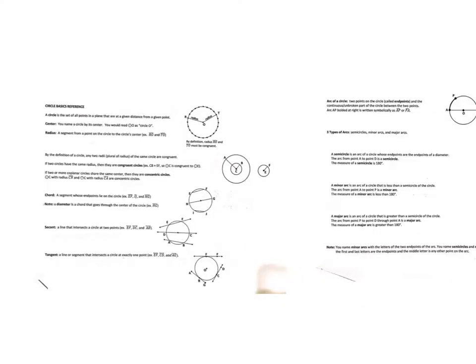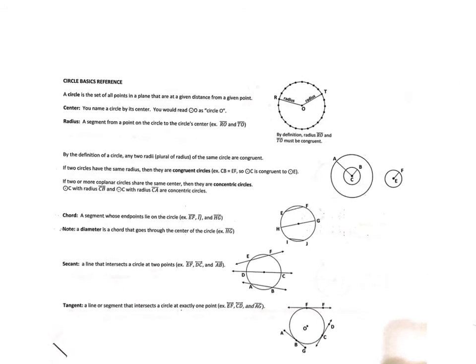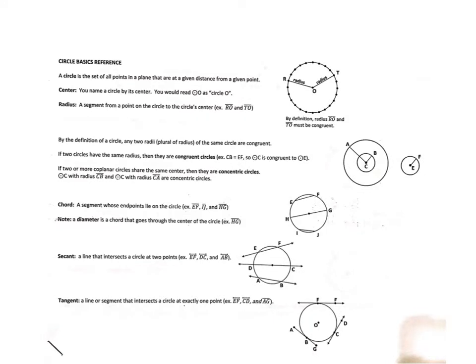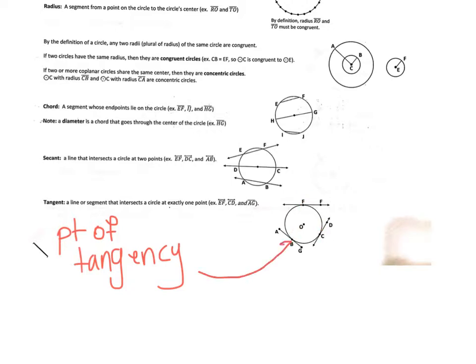Now, let's move on and look at your reference sheet. You all know what a center and a radius are. You all now understand what a chord, what a secant, what a tangent are. Please write down what the point of tangency is. It's where the tangent intersects the circle. So points F, B, and C are called points of tangency.